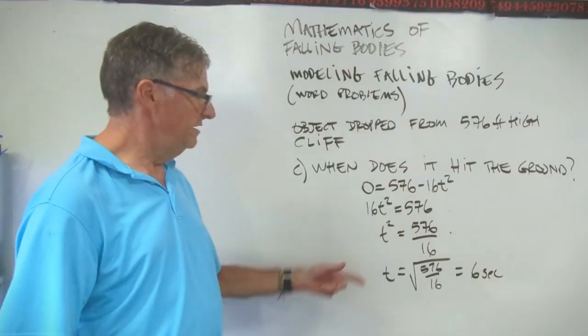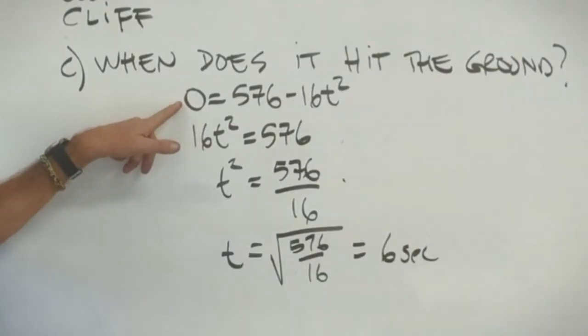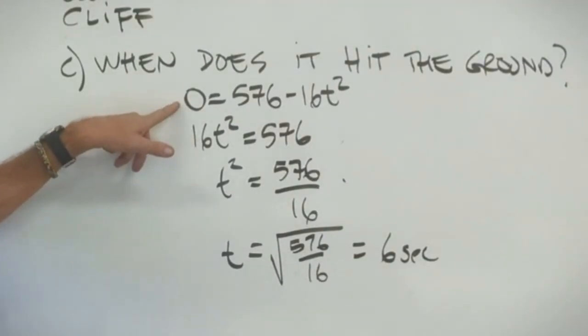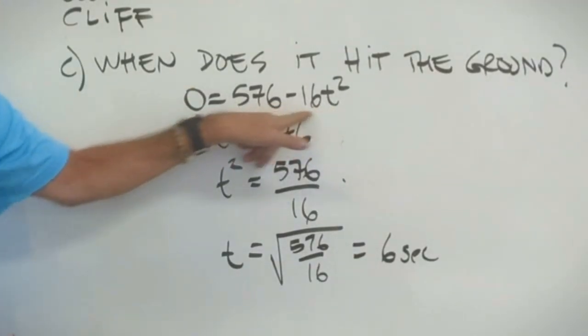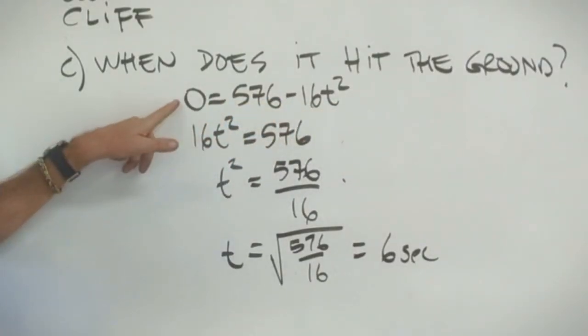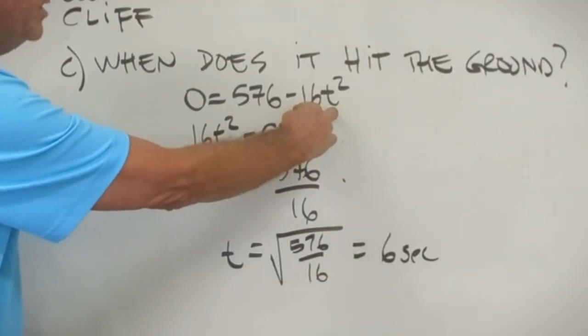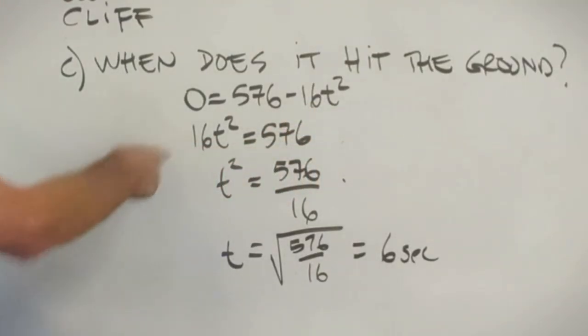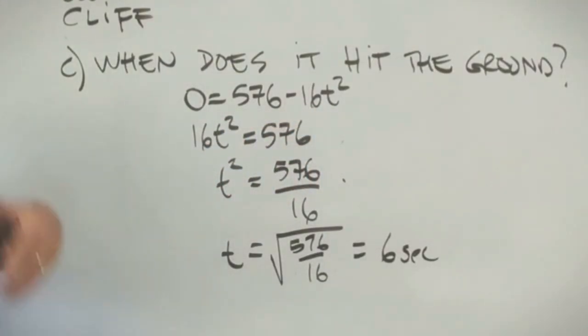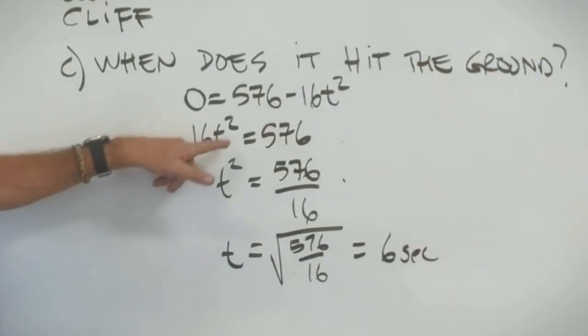Okay, here's what I did. I just set the height equal to 0. That is the trick for this one. When it hits the ground, the height is 0. So this is our height above ground equation. So we just set it equal to 0. We manipulate it around. So I subtracted 16t squared and moved it over here. So now all my terms are positive. That makes things easier. Now I need to get t alone.